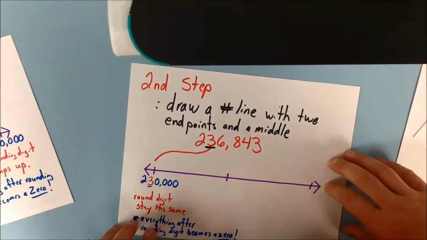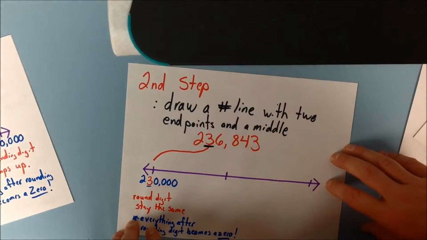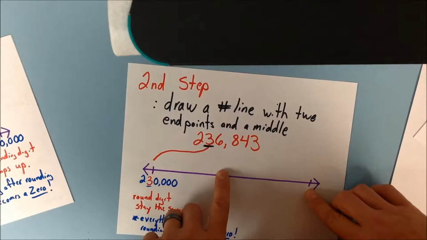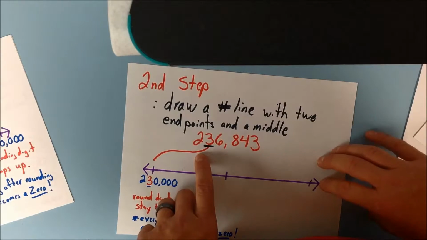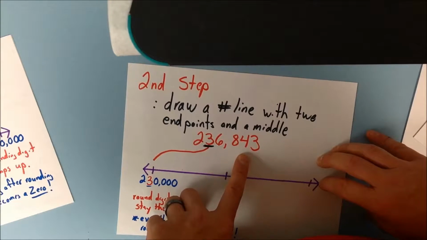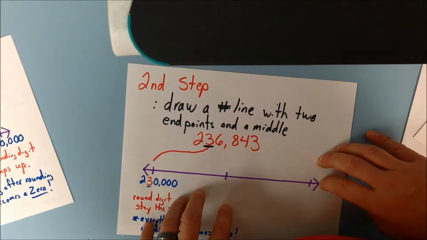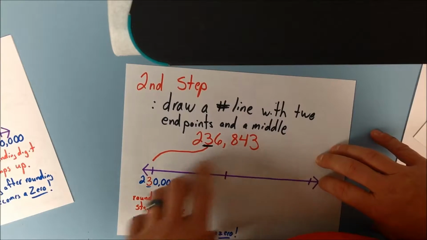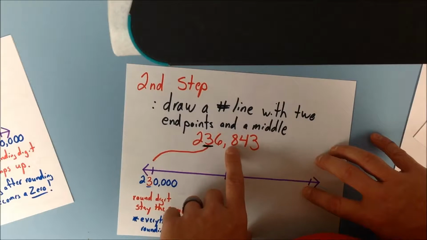Step 2, I'm going to draw a number line with 2 endpoints. So 2 endpoints and a middle. And again, my number is 237,843. The way we're going to set up this number line, that is real easy to remember, is basically we want to find out which 2 10,000s this number goes in between.